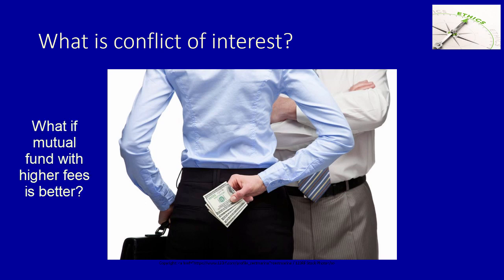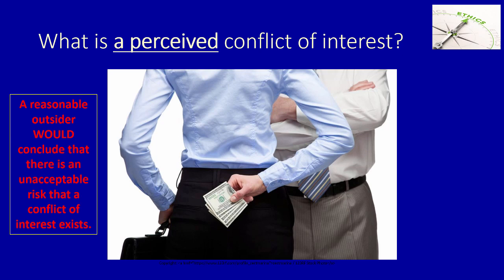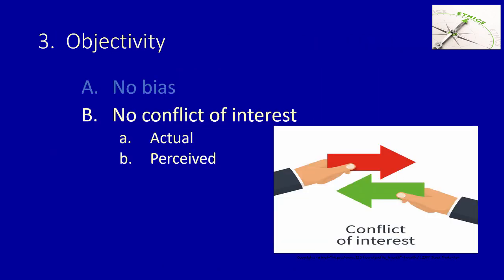It does not even matter if the mutual fund with the higher fees might be a better fund. There would still be a perceived conflict of interest. What does that mean? A perceived conflict of interest. It means that if a reasonable outsider had knowledge of all the facts in the situation and they studied them carefully, they would conclude that there is an unacceptable likelihood that a conflict of interest exists. So, the measure of whether a conflict of interest exists or not is from the viewpoint of an outsider looking into the situation. Accountants have to avoid not just the actual conflict of interest, but the perception of a conflict of interest.